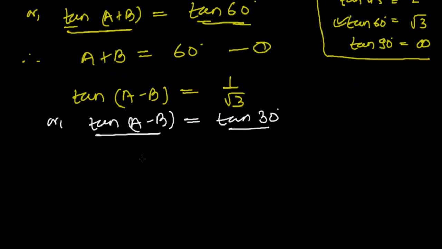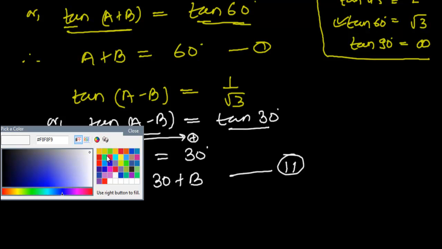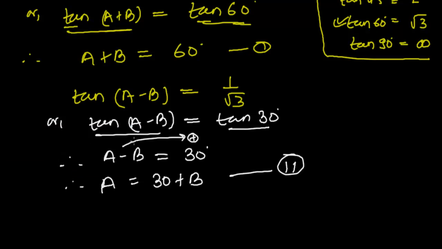So I can easily write now that a − b is equal to 30 degrees. Here is the minus, so b will go to the other side in plus form. So a = 30 + b is my second equation. Now from this first and second, what can I do? Let me change the color again.